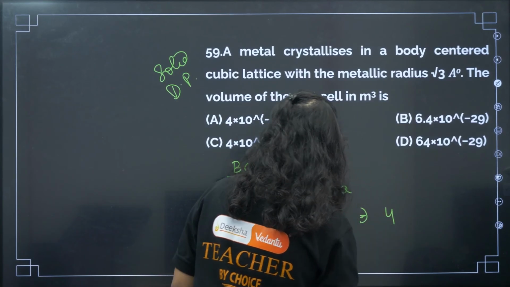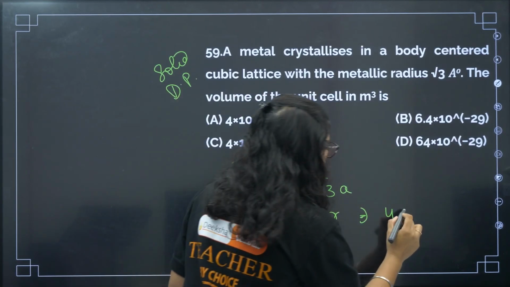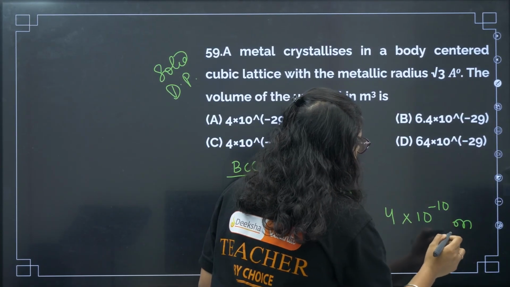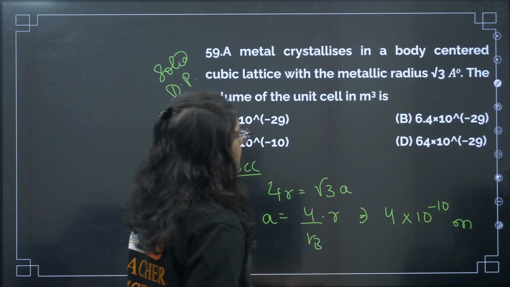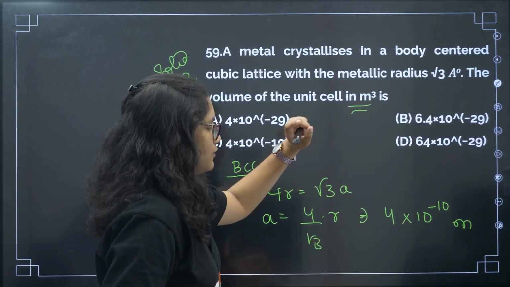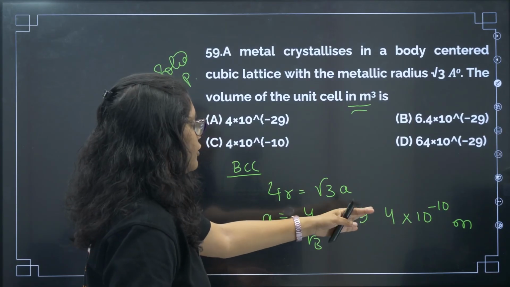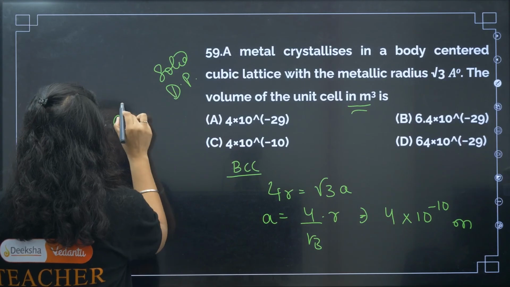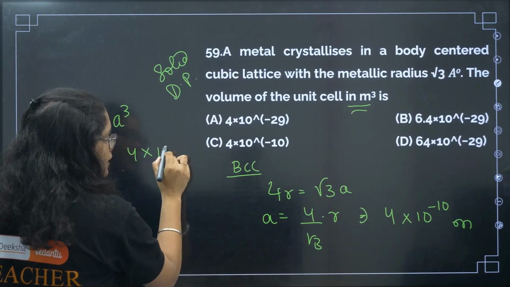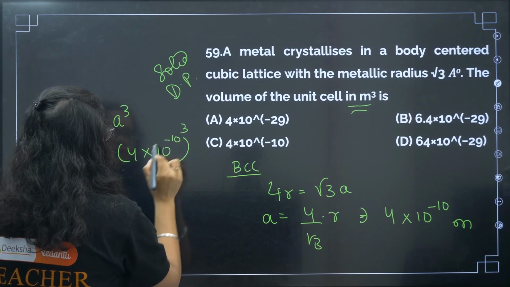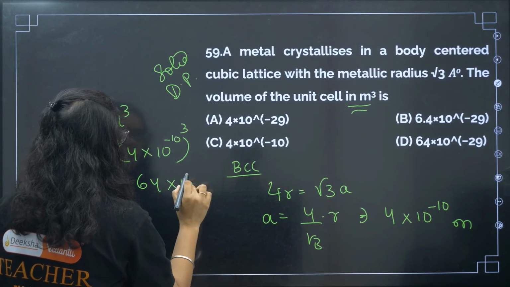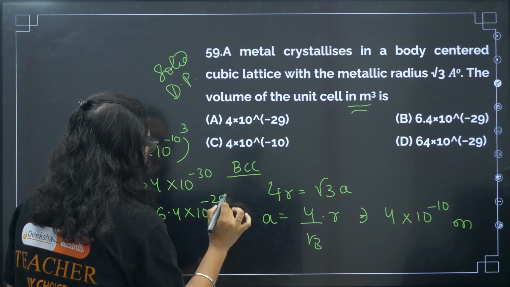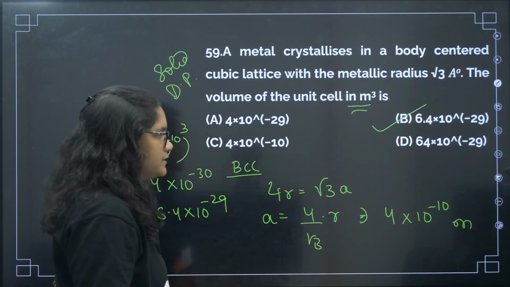So I can write A is equal to 4, and the unit is 4 into 10 to the power of minus 10 angstrom. I convert it into 10 to the power of minus 10 meters, because it is asked in meter units. Now the volume of a cube is A cube. So we take 4 into 10 to the power of minus 10, the whole cube. So 64 into 10 to the power of minus 30. Now I can write it as 6.4 into 10 to the power of minus 29. The correct answer for this question is option number B.